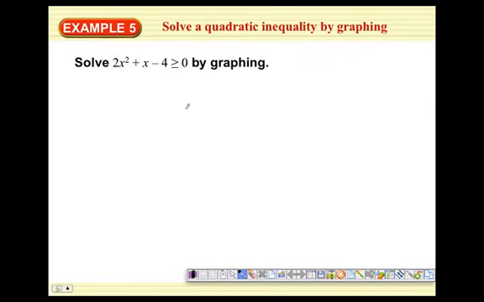Here we go. So, number 1, I wrote it down, find the zeros. They were 1.19 and what?